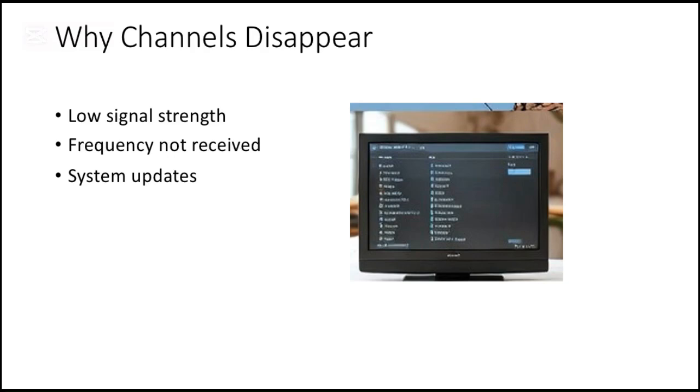Usually sports channels or HD channels disappear first. This happens because DSTV channels are broadcast on different frequencies. When signal becomes weak, the decoder cannot receive all frequencies properly. Lower frequency channels may continue working, while others disappear. This does not mean your subscription is wrong, it simply means your signal quality is insufficient.